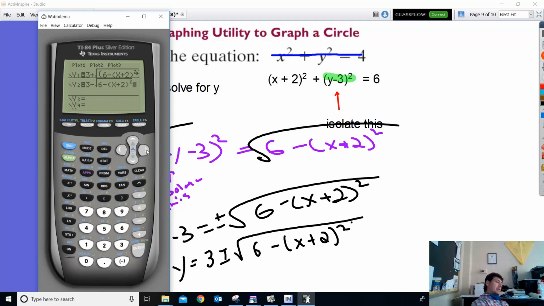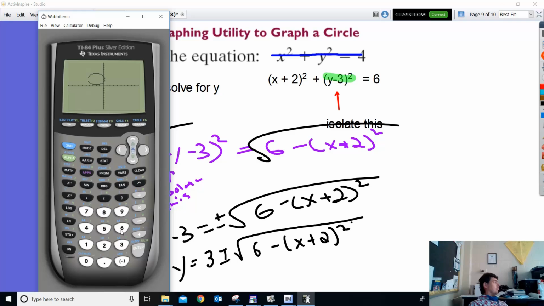Now the numbers you guys picked means that we'll see this on a 10 by 10 window. You will. So I guess I'll do a zoom 6. That's a standard zoom. Doesn't look like a circle, does it? You know why? Your screen is wider than it is tall. Look at the screen on your TI-84. Isn't it wider than it is tall? It's wider than it is tall.